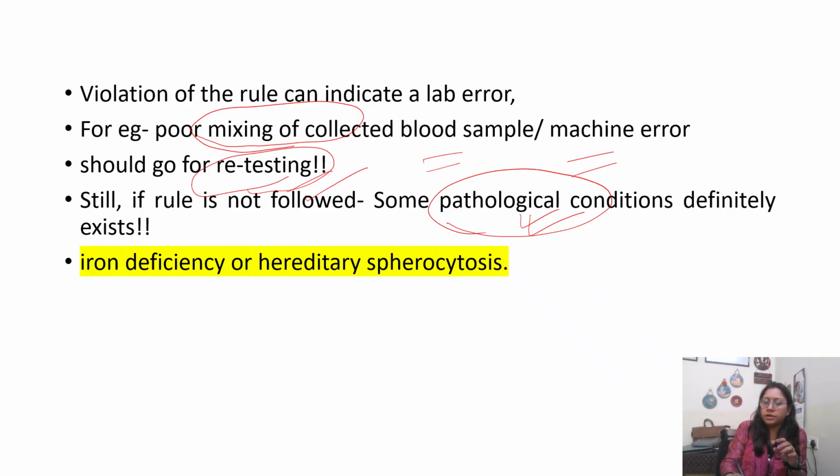So it could be iron deficiency or it could be hereditary spherocytosis. Just go and see one CBC form of an iron deficiency individual, and you will not get the rule of 3. Or if there are target cells present, then also sometimes the rule of 3 is violated. So there can be many errors. In pre-analytical error, if there is a thick lipemic sample with high triglyceride levels, then also sometimes this rule of 3 is not followed. So you have to check the sample, your method of doing, and your machine. Then you will end up giving a diagnosis of any pathological condition.